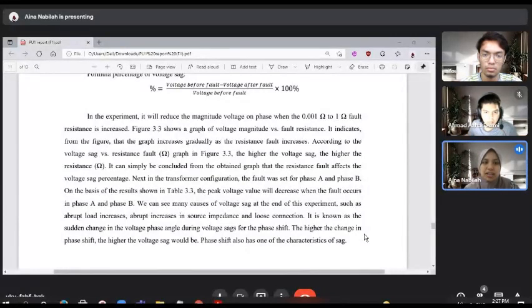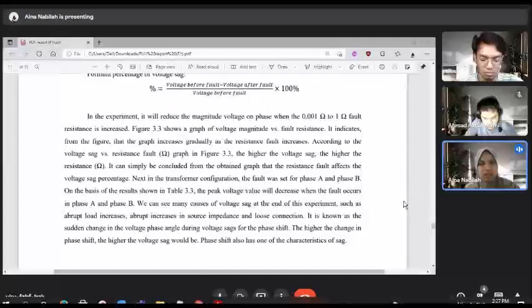It is known as the sudden change in the voltage phase angle during voltage sag, for this phase shift. The higher the change in phase shift, the higher the voltage sag would be. Phase shift is also one of the characteristics of sag.